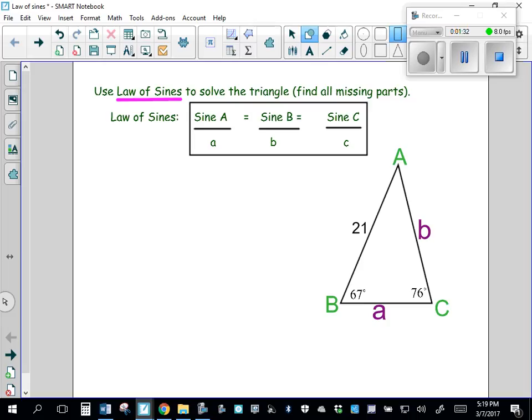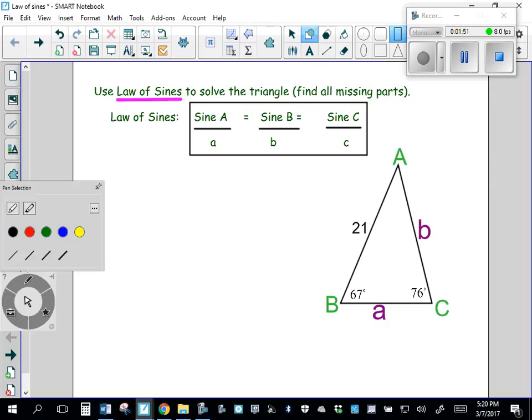So it just says that the value of the sine of A compared to the length of side A would be equal to the value of the sine of B compared to the length of side B, and that's also equal to the value of the sine of C compared to the length of side C. So it's a lot to say, but it's actually quite straightforward to do.